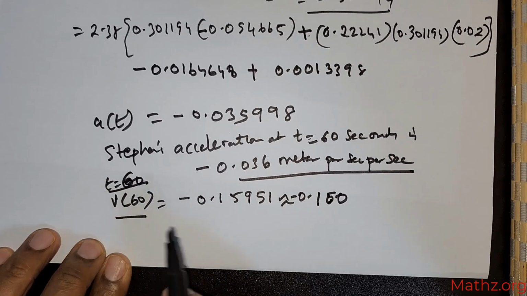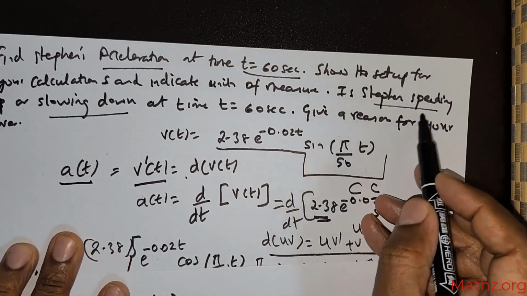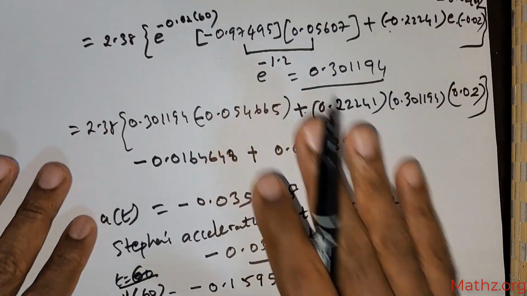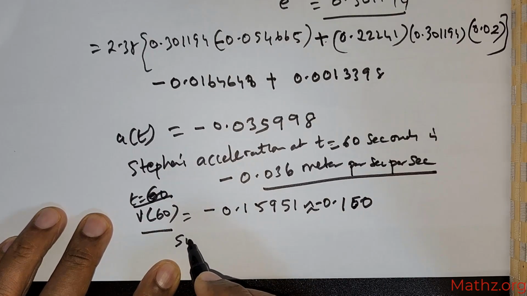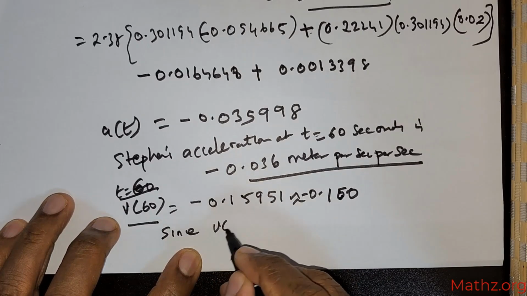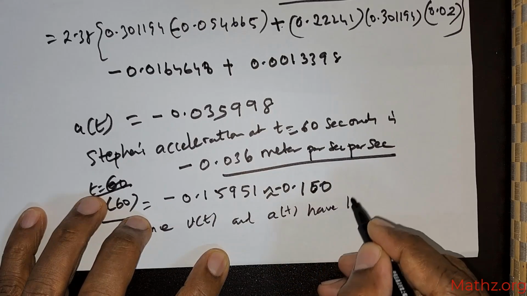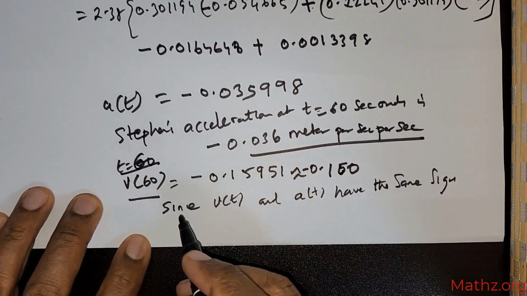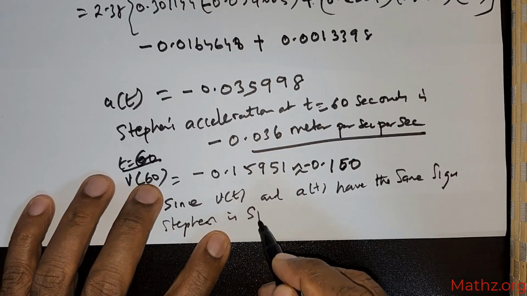Now why did I find this value? Because the question wants us to find if Stephen is speeding up or slowing down. That's critical, right? Now this is the conclusion. You have to write it like this. Okay, Stephen, since V of t and A of t have the same sign, Stephen is speeding up.